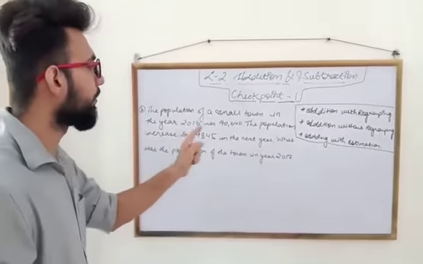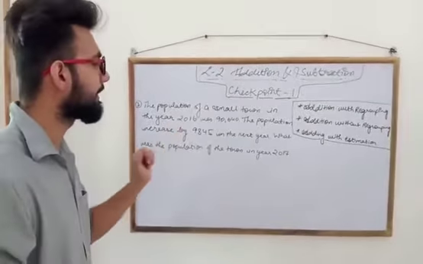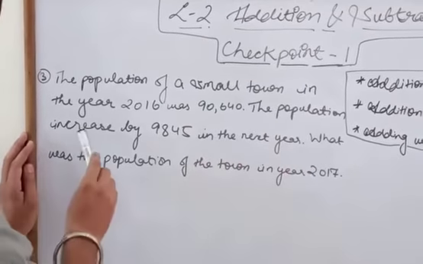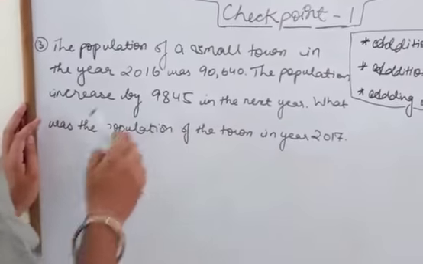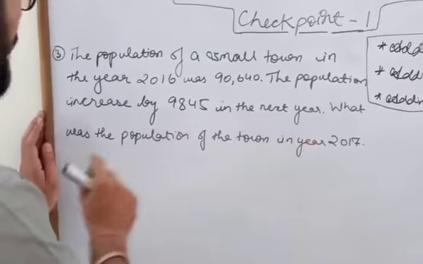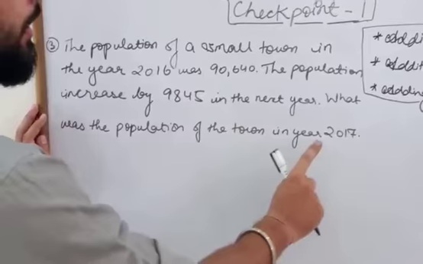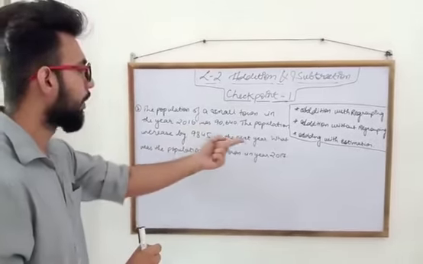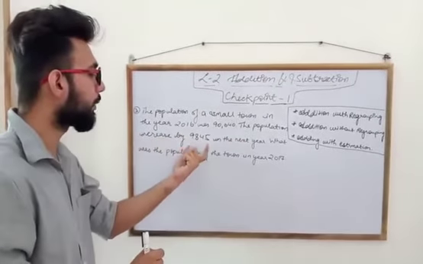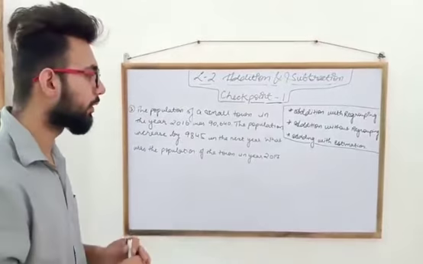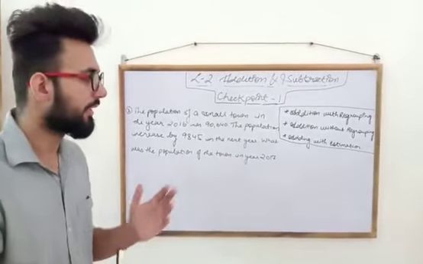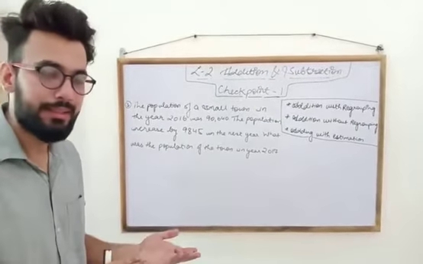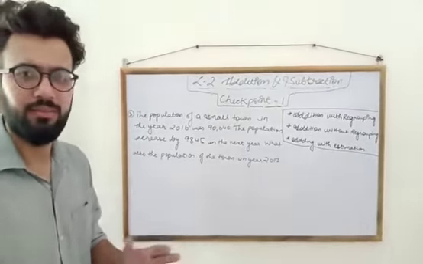The population of a small town in the year 2016 was 90,640. The population increased by 9,845 in the next year. What was the population of the town in year 2017? So we got to know one thing, that the question is saying that the population increased by 9,845. Whenever we are talking about increment or increasing a number, then we have to do addition. And whenever it is written decreasing or the number is getting decreased, then we do minus. Positive and negative, you all know, right?